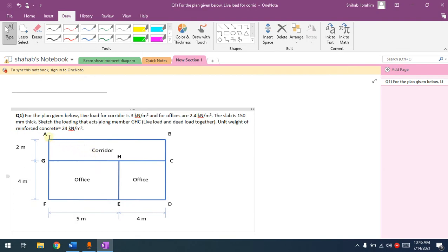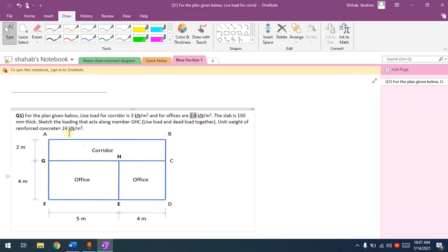Now if you read the question, it says that for the plan given below, live load for the corridor is 3 kN per meter square, and for the offices is 2.4 kN per meter square. So the offices have a different live load than the corridor. Then it says the slab is 150 millimeter thick. So we know there is a slab, basically those corresponding to the beams A, B, B, C, D.